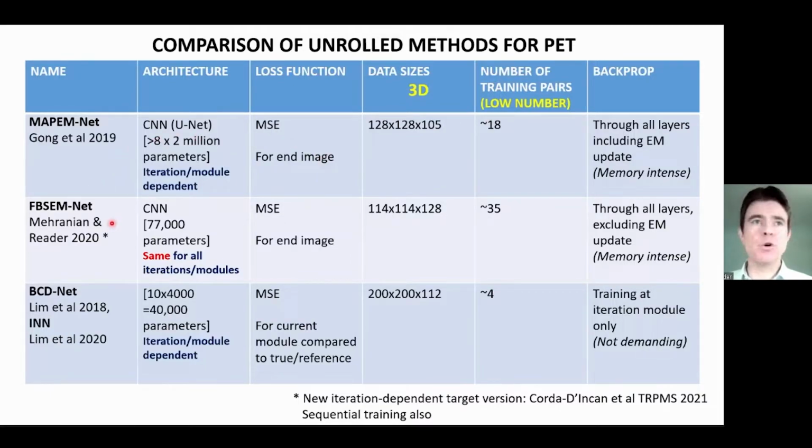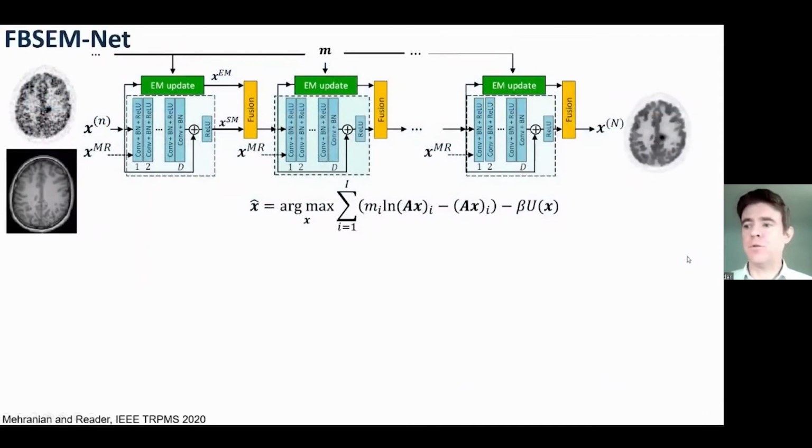FBSEM-Net I'm going to show you more of in a moment. We use the same architecture for all iterations and modules, and then BCD-Net, or in fact it was published as iterative neural network in TMI in 2020, also had iteration-dependent modules. And of course, the more modules you have, the more parameters you end up with. And then also to point out, Guillaume Corda-Dancon has just published recently a sequential training version of FBSEM-Net. I might show you some examples of that if I've got time.